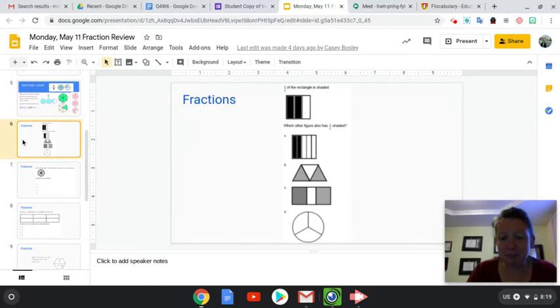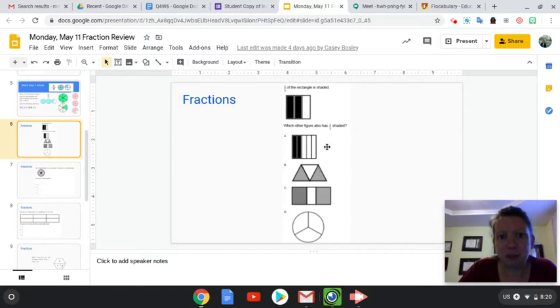Let's look at some examples. All right, so it says 2/3 of the rectangle is shaded. Which other figure also has 2/3 of it shaded? So now we're looking for what? Our answer should have 3 equal parts. Okay, so let's see.